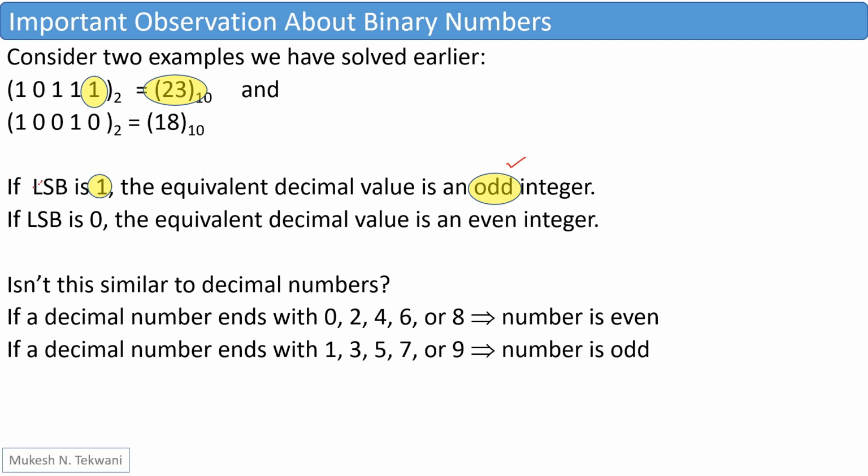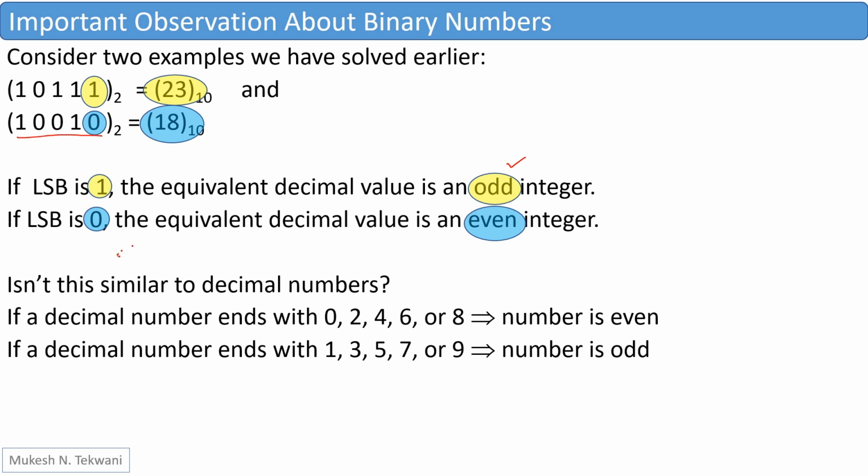Let us take the next example where our binary number was 10010. Here, the least significant bit was 0. The decimal equivalent of this was an even number, and therefore here is our result. If the least significant bit is 0, then the equivalent decimal value is an even integer.